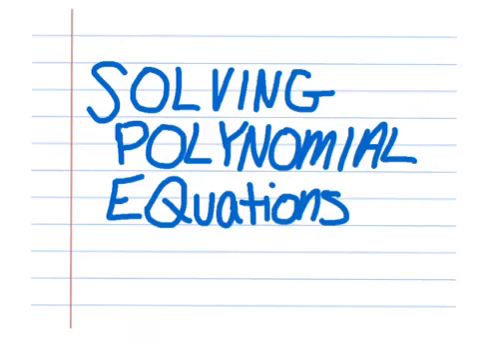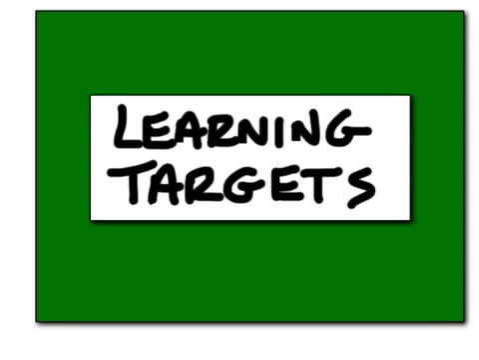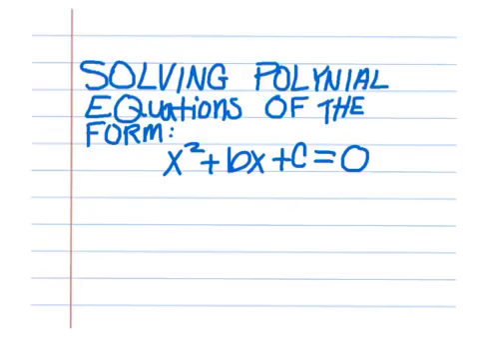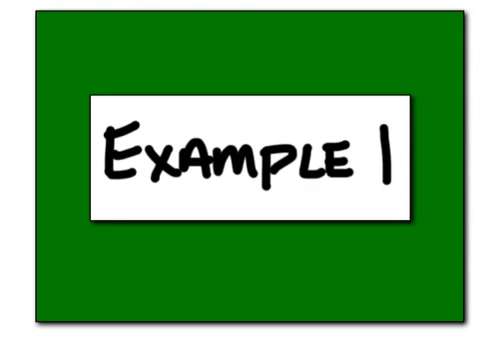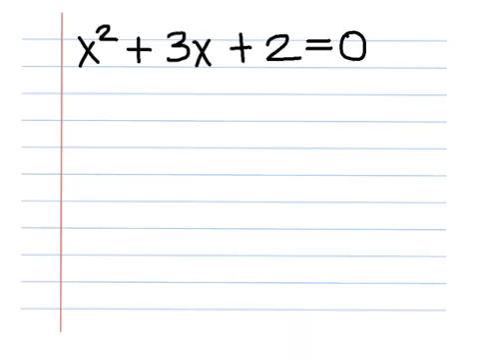All right, our objective for today, we're going to be solving polynomial equations. Our learning target is to solve polynomial equations of the form x squared plus bx plus c equals 0. Okay, for example 1, we have x squared plus 3x plus 2. What we're looking for are the numbers that we can plug in for x that's going to give us 0.